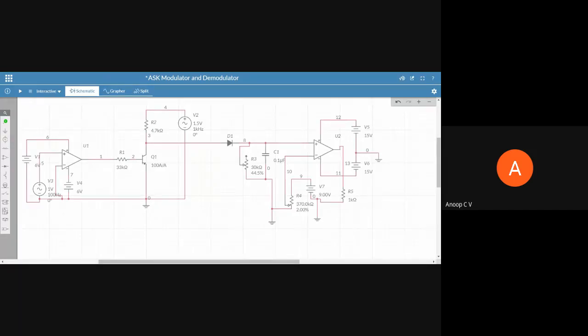Today's discussion will be based on the previous video which I've posted, and I'll be using Multisim Live to demonstrate our ASK circuit.